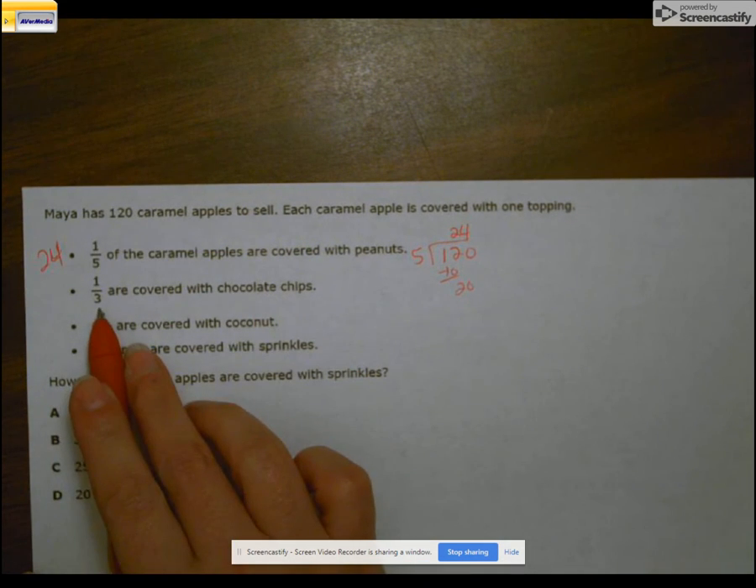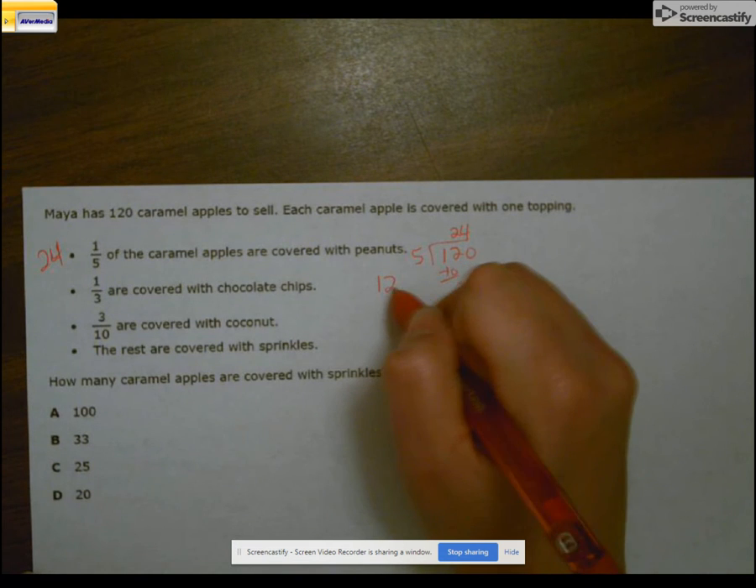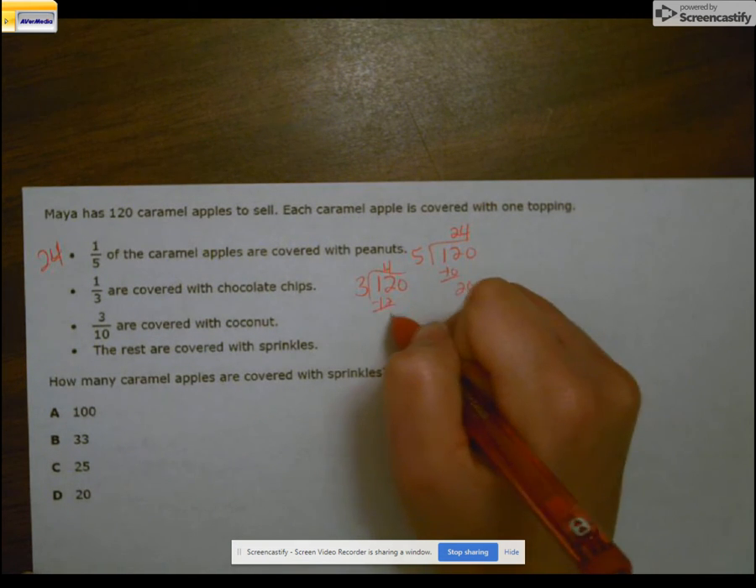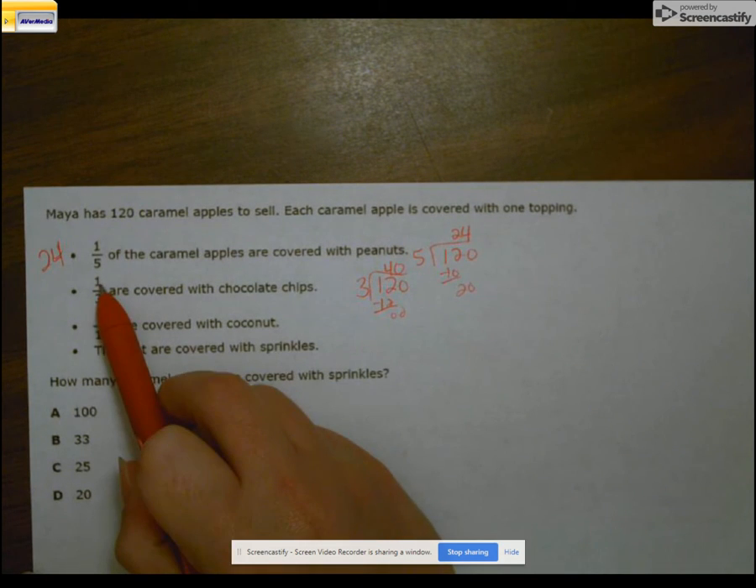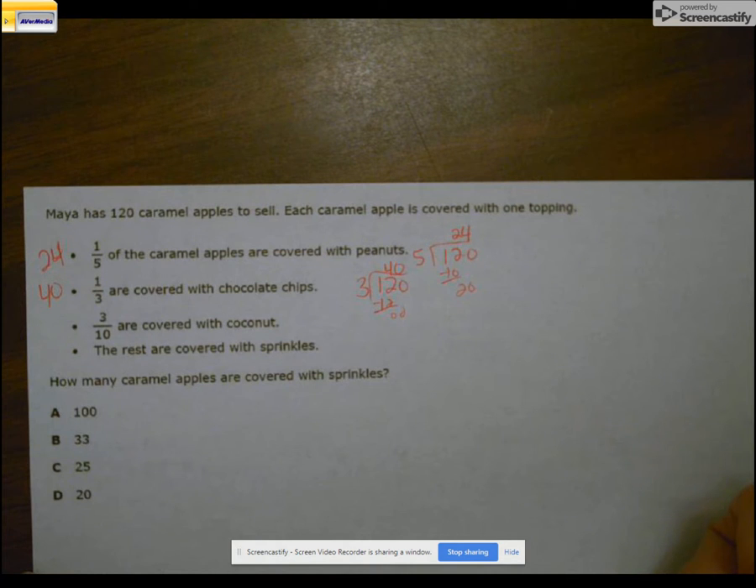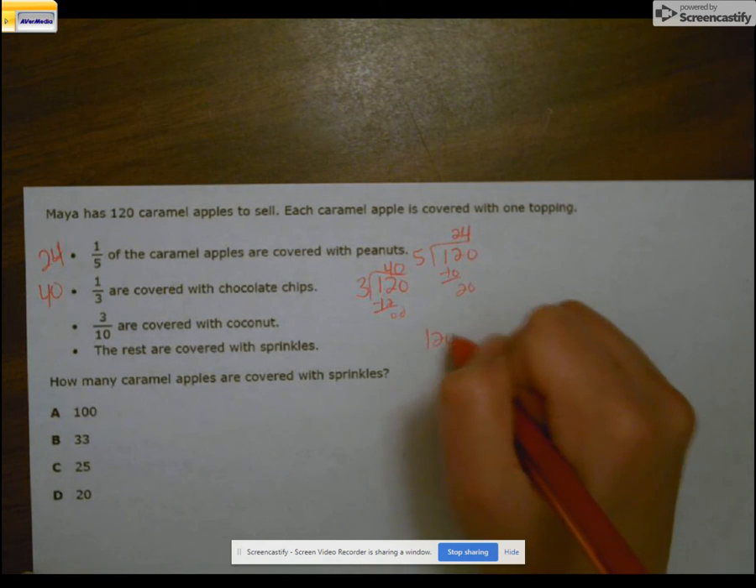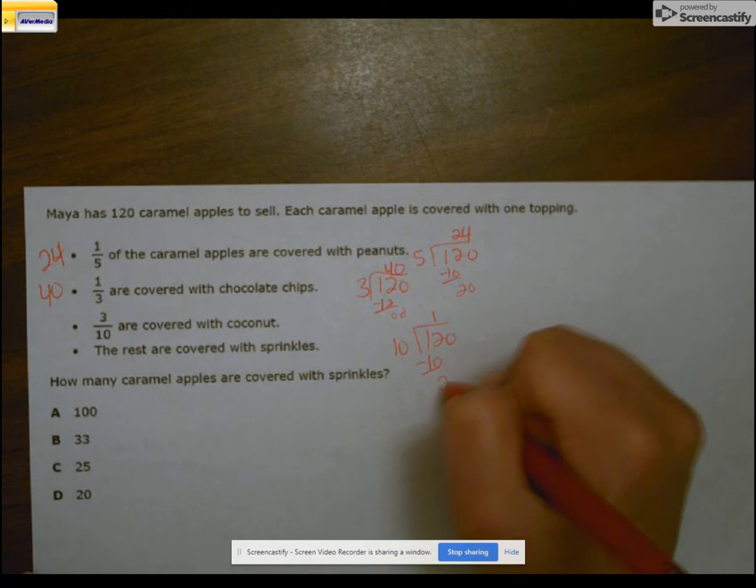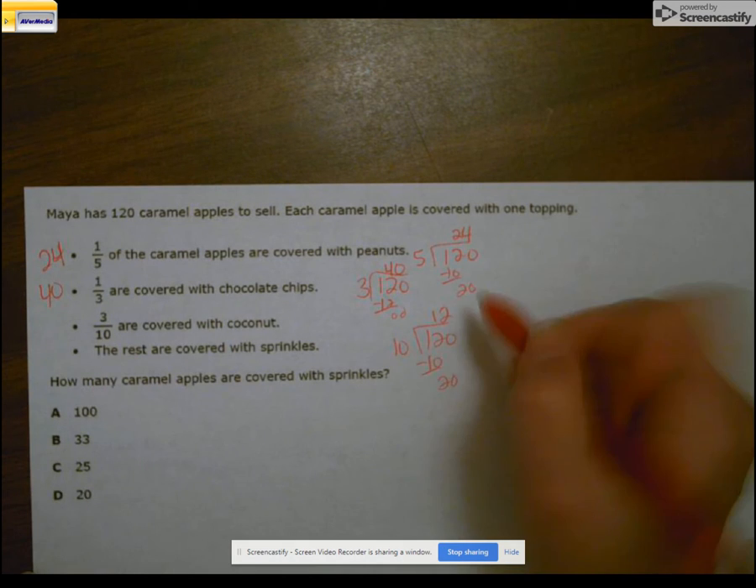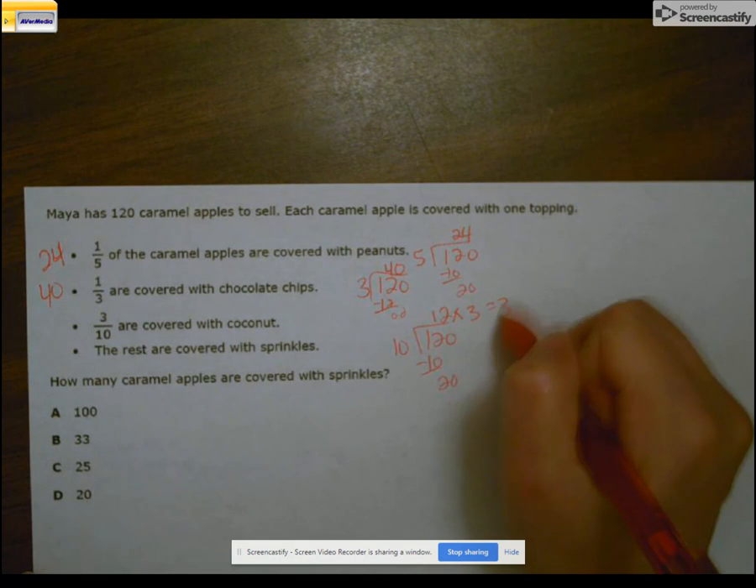Now let's look at chocolate chips. I'm going to divide it into thirds. 120 divided by 3. And I get 40. Again, I just want one part. Next one is dividing it into tenths. And that's 12. But then I want 3 of those, so 3 groups of 12, which is 36.